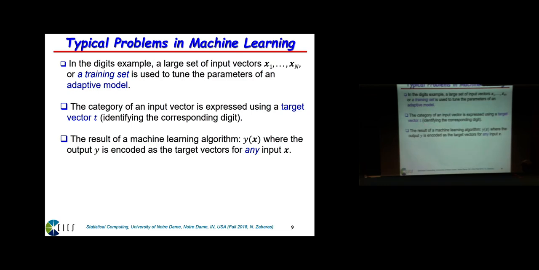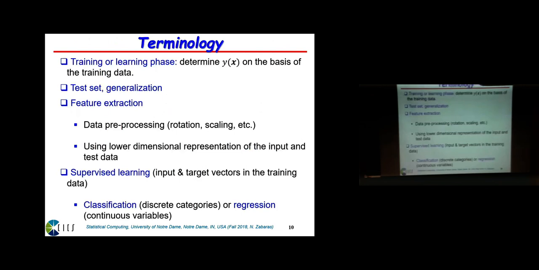Okay? And so in machine learning, basically what we need to do is learn a mapping from X to the target vector T. Once we train the system, in essence, we are going to produce some function Y of X that for each X will tell us what Y is, and that Y will be our target. In the context of classification, it will tell us what type of digit it is. In the case of regression, it will tell us the function value at that input point.